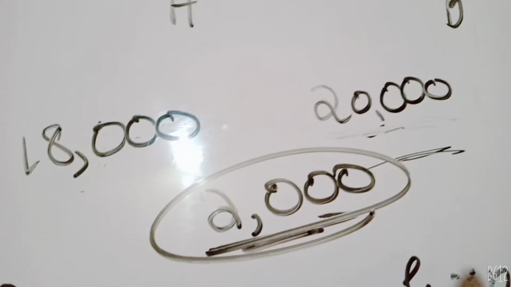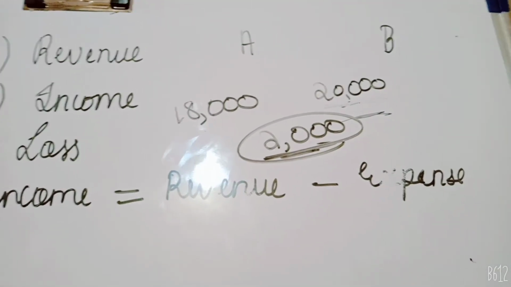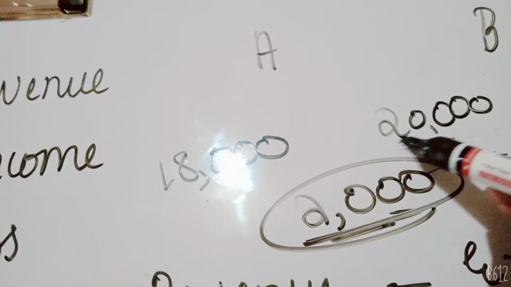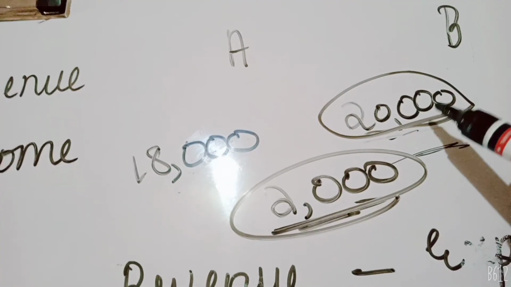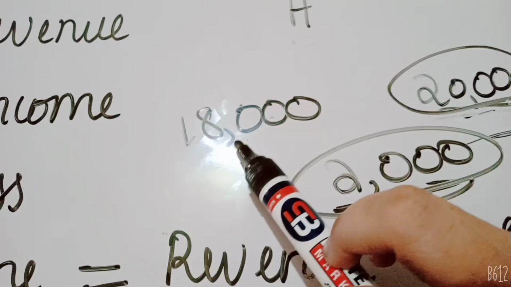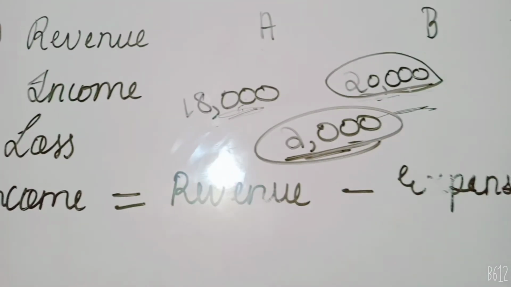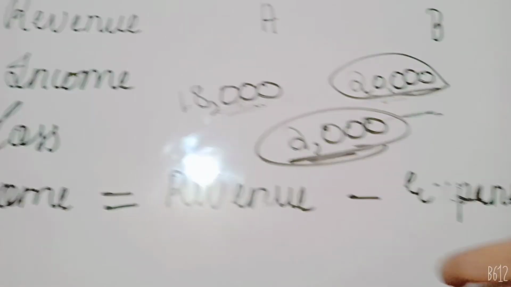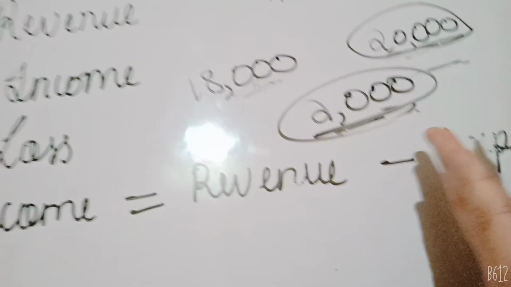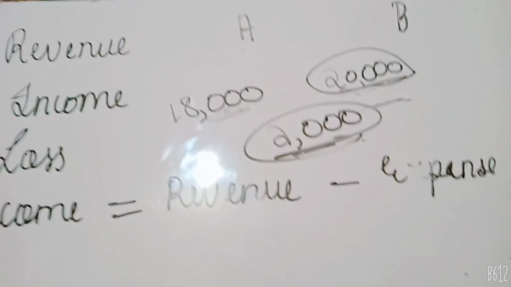So there's a general formula for income, which is income equals revenue minus expense. Now what's revenue? Revenue is this 20,000, the amount totally received by A, and the cost of goods, 18,000, will be an expense. So the revenue minus expense will be our income. So the income is 2,000. Simply, the income is the amount or the profit which we receive after selling our goods or services.